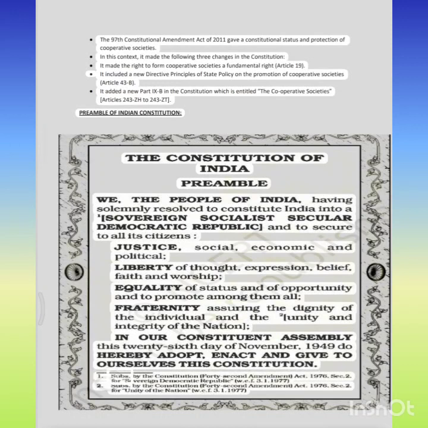1. Subs. by the Constitution 42nd Amendment Act, 1976, Sec. 2, for Sovereign Democratic Republic, w.e.f. the 1st of March 1977. 2. Subs. by the Constitution 42nd Amendment Act, 1976, Sec. 2, for Unity of the Nation, w.e.f. the 1st of March 1977.